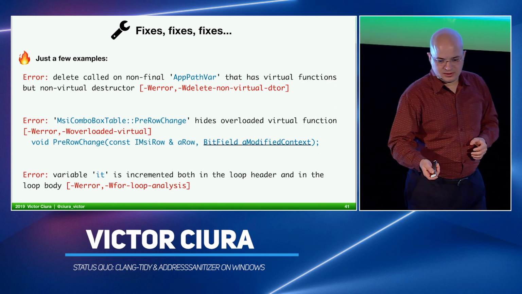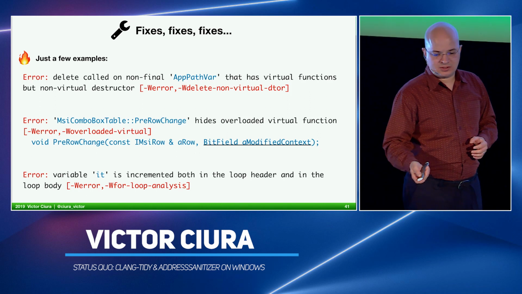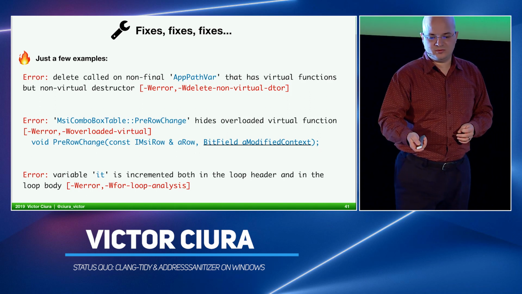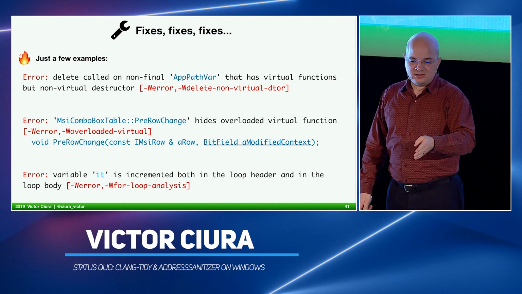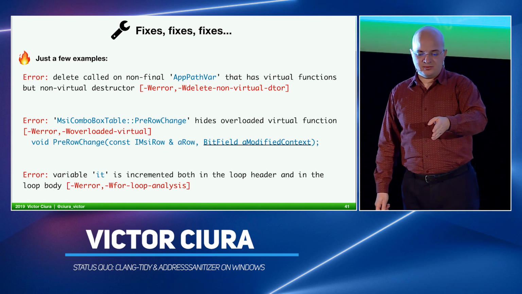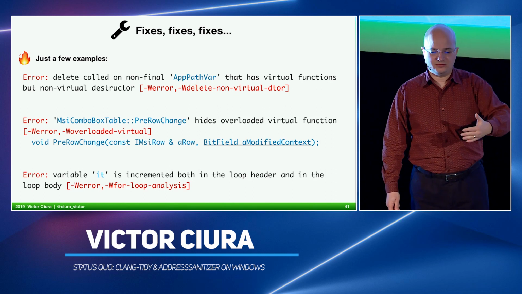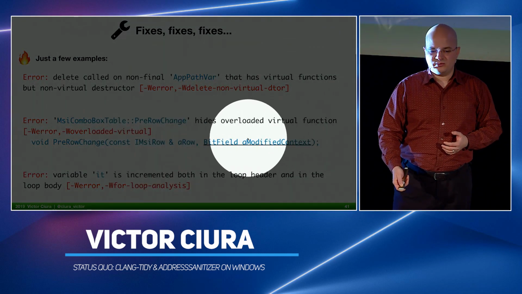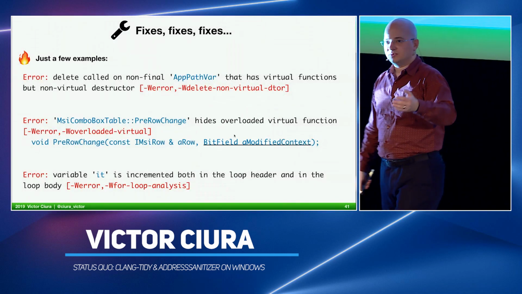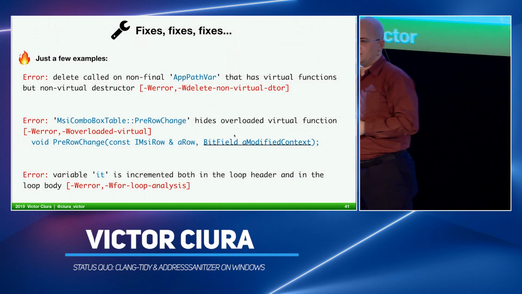For example, delete non-virtual destructor. We've had plenty of those. Hiding overloaded virtual functions, hiding virtual functions by overloading them. For example, in this case, an extra parameter was added to a function that was not in its original version in the interface.